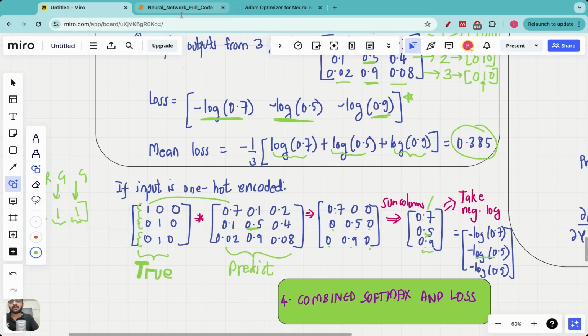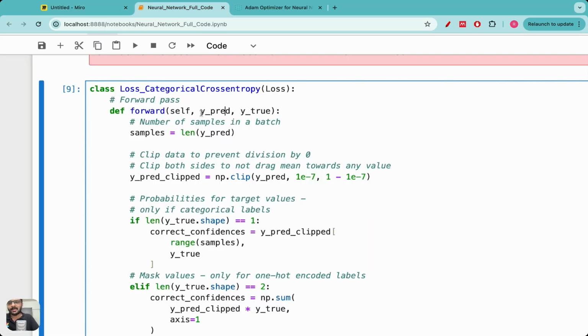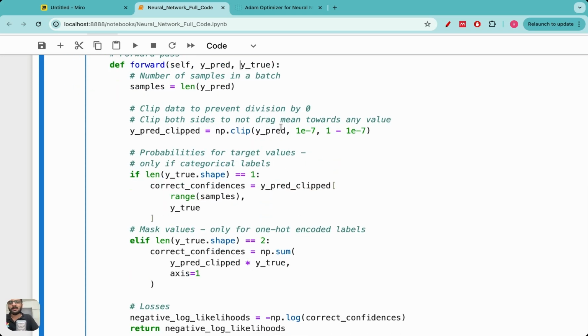So for the forward pass of the loss, we'll be taking in inputs as the predicted matrix and the true matrix. First thing we'll be doing in practice is clipping both sides to prevent division by zero. So we'll make sure that the y-pred is restricted between a very low value and 1 minus 10 raised to minus 7. The y predictions are anyway going to lie between 0 and 1, but we don't want to make them 0 or 1 exactly. So we just make sure that they lie between 10 raised to minus 7 and 1 minus 10 raised to minus 7.